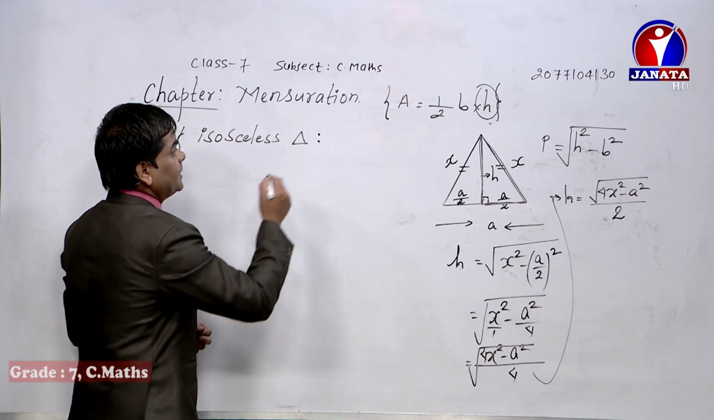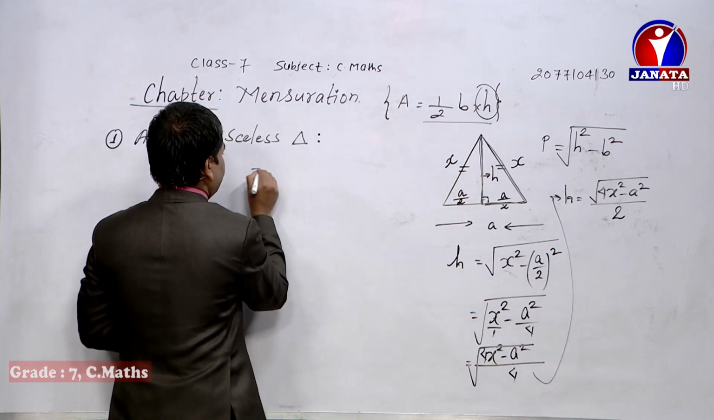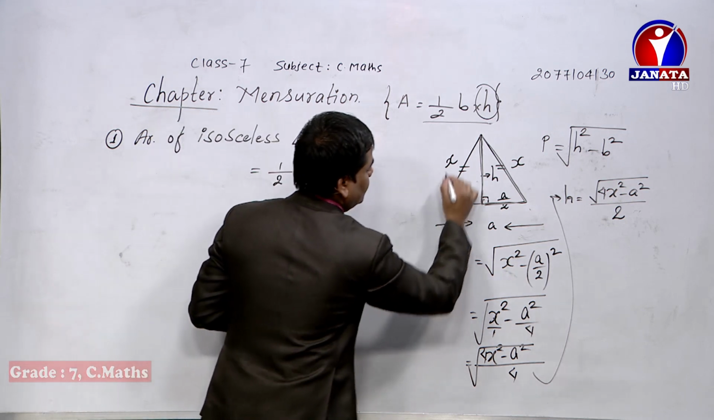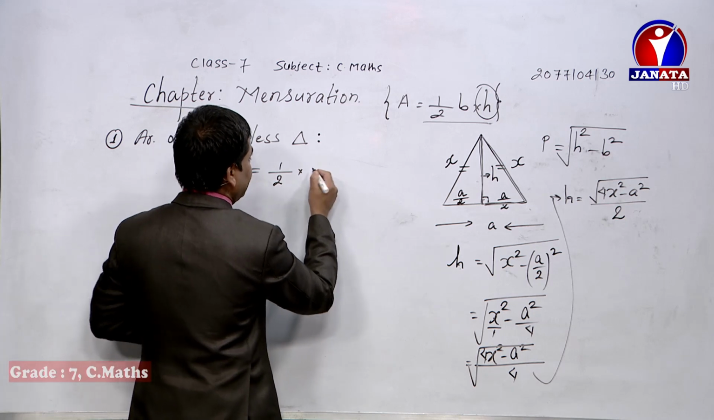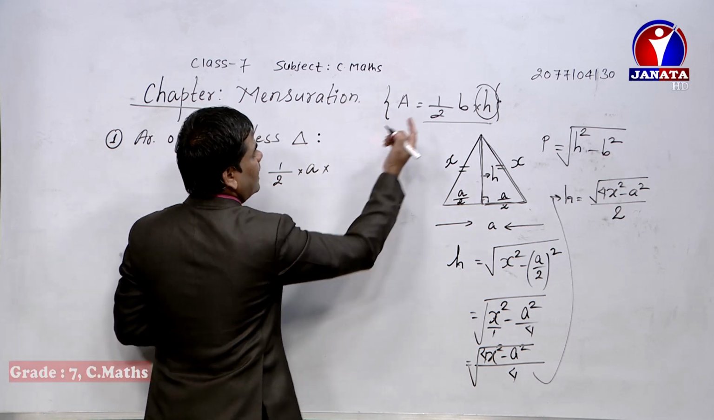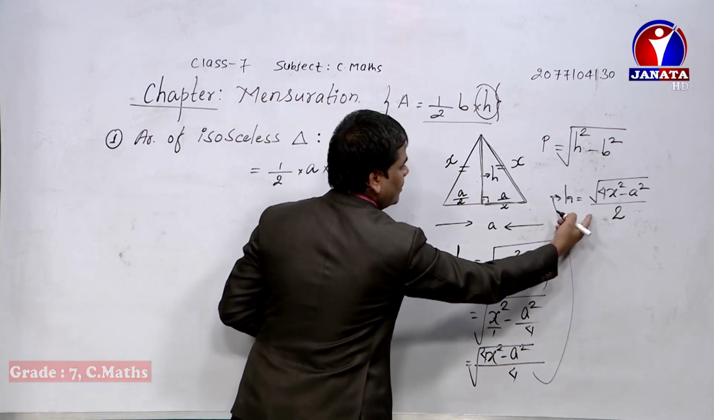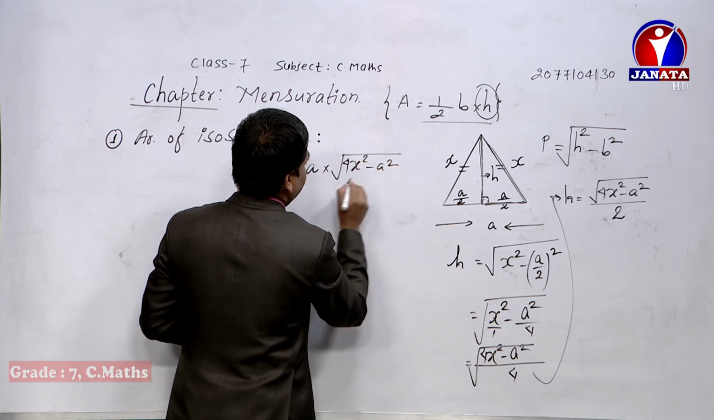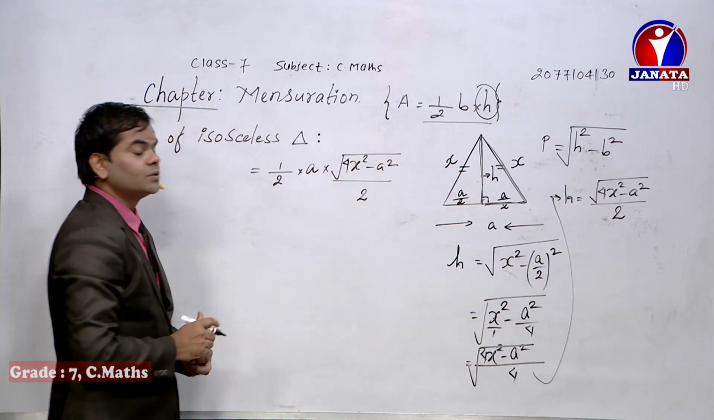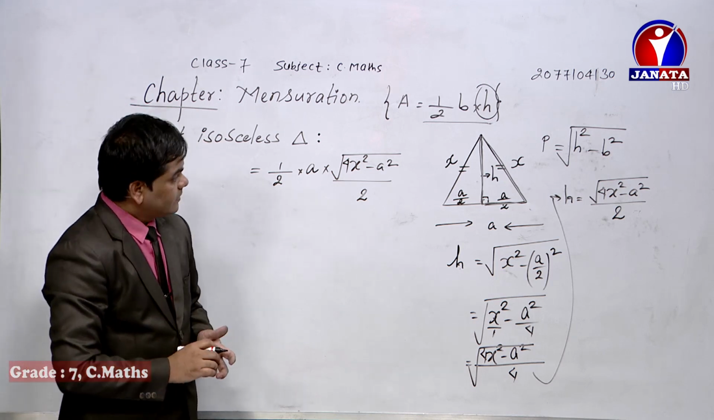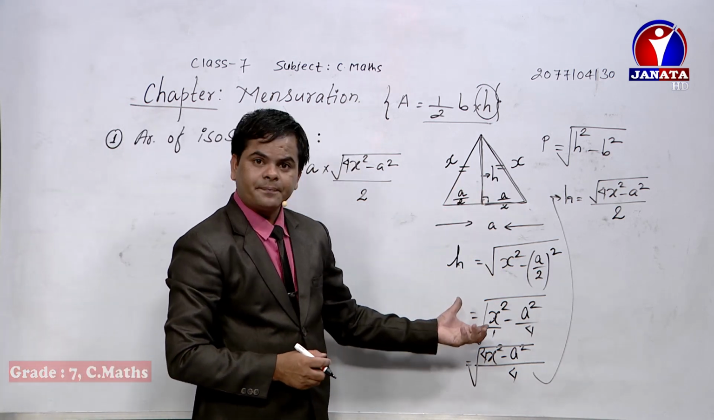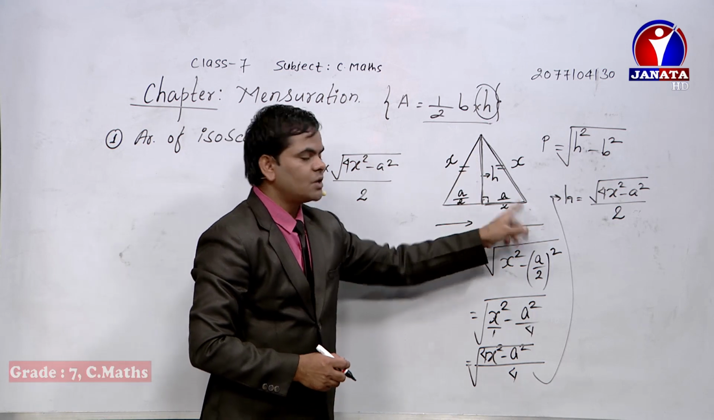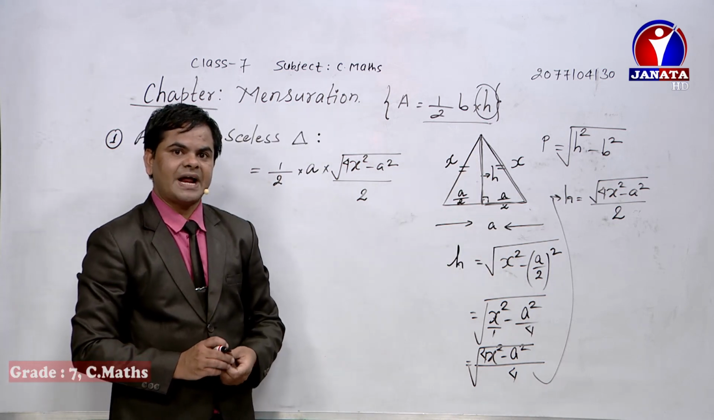Now if we use this formula, what happens? Area of isosceles triangle equals 1 by 2 into base. What is the base? As per this figure, the non-equal side remains as the base. So a, and into height, which we just got as root under 4x square minus a square divided by 2. In the numerator only will be the root under. Why did we do all this? Because we had to find the value of h in terms of the sides of the isosceles triangle.